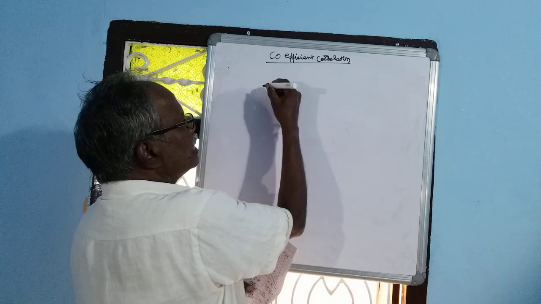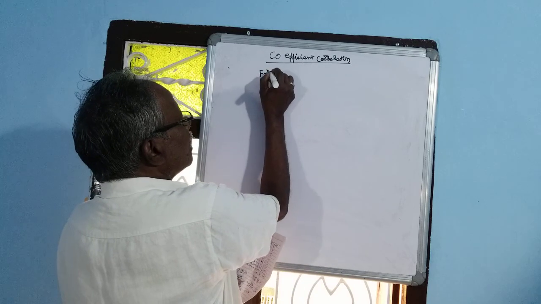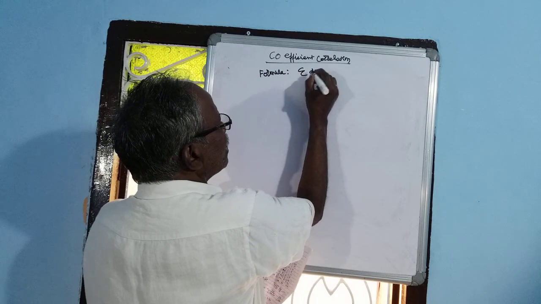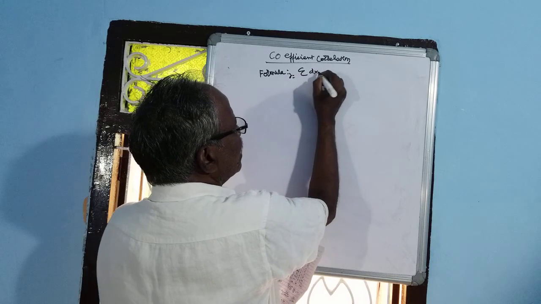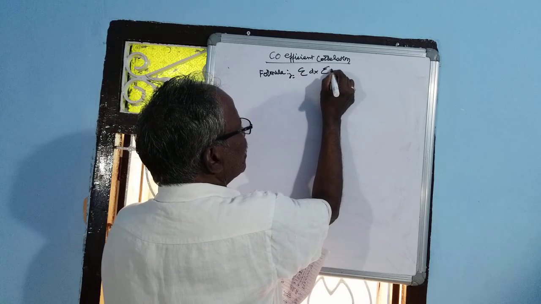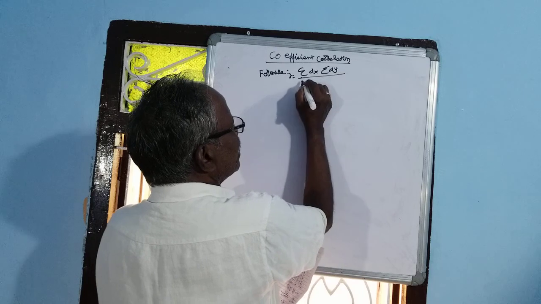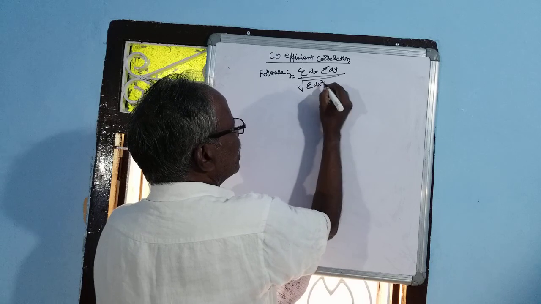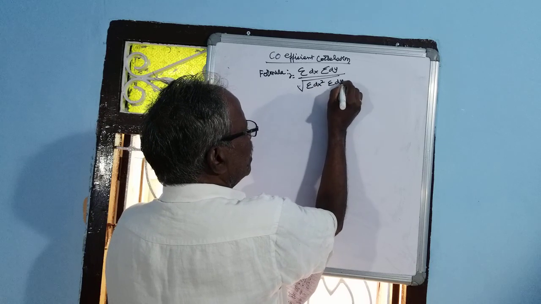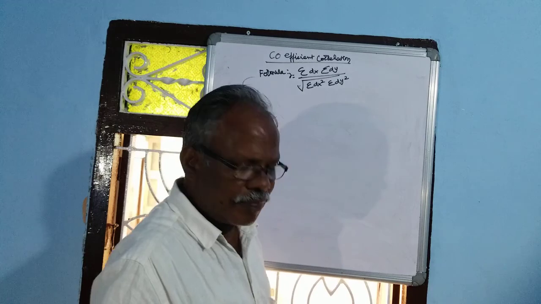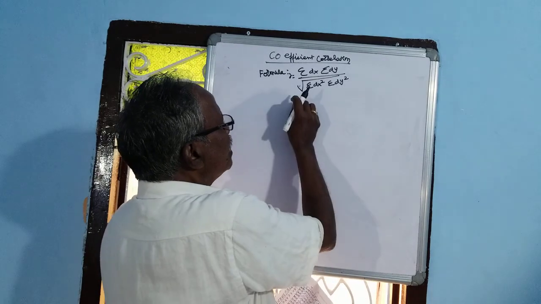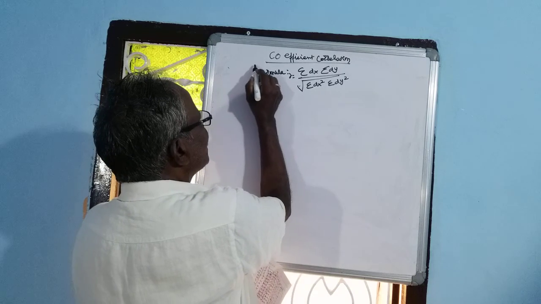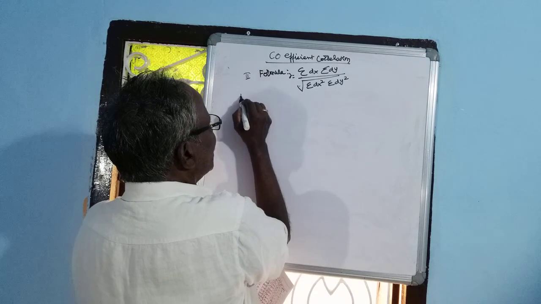Definition we have studied, then formula. The formula is: R is equal to sum of dx dy divided by the square root of sum of dx square into sum of dy square. That is the formula. Now we will take the procedure. First one definition, second is formula, third one is procedure.